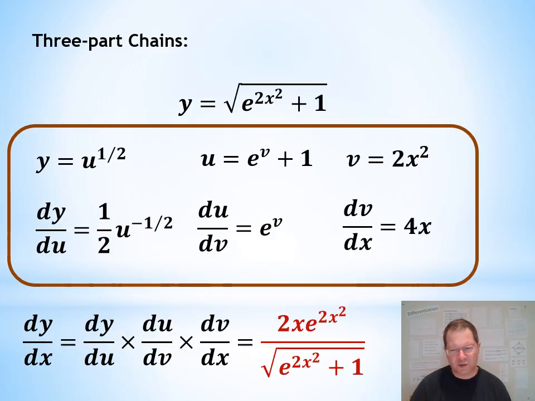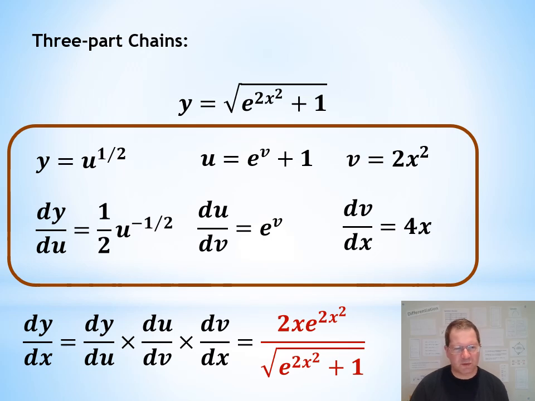Just like you can multiply two fractions together, you can also multiply three fractions together. So at the bottom left of the screen you can see it says dy by dx equals dy by du times du by dv times dv by dx. And again, the du's and dv's would cancel out, so it works mathematically using fractions. So we've got an example here of y equals the square root of e to the 2x squared plus 1. We can't do that with a two-part chain, but we could say y equals u to the half, where u equals e to the v plus 1, where v equals 2x squared, that is how we can make that function. And we can differentiate each of those individually.